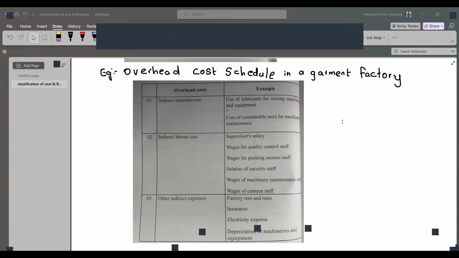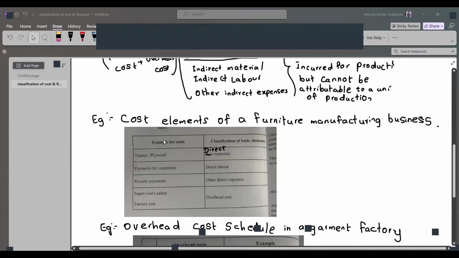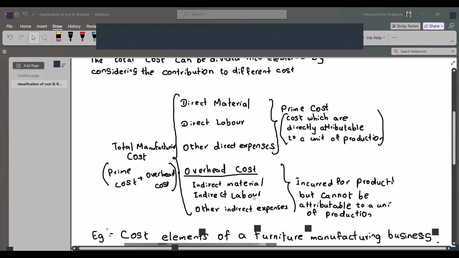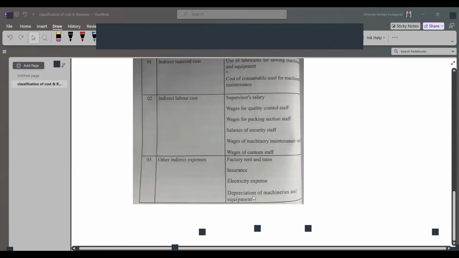Cost of consumables used for machinery maintenance, right? The cost of maintaining the machine is indirect. Indirect labor: remember, supervisor salary is coming under overhead, under indirect labor. It's not direct labor.